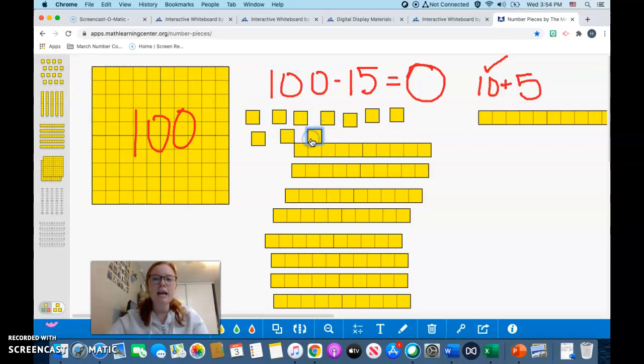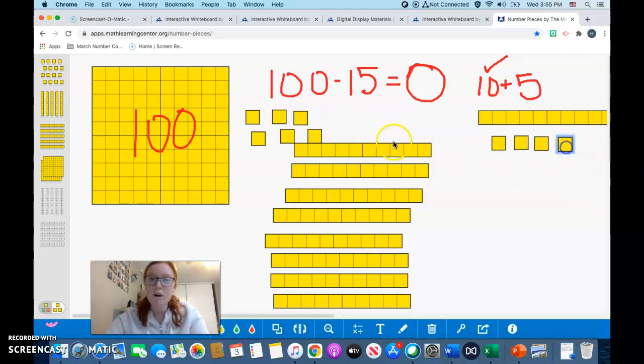Awesome. So now if I am looking at the ones place, it's telling me that I need to take away 5 out of my 100. So I'm going to take away 5 and move them over here. 1, 2, 3, 4, 5. Nice job, boys and girls.